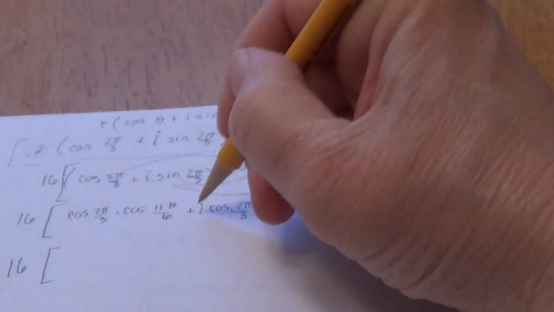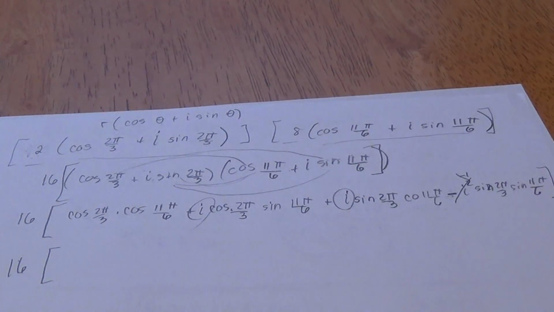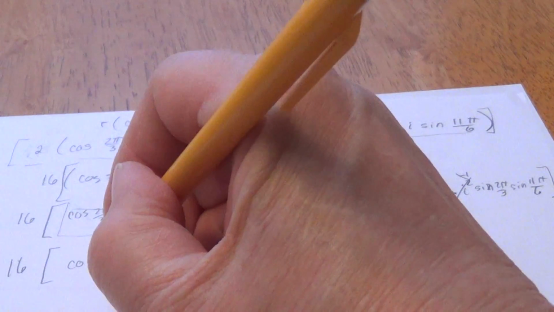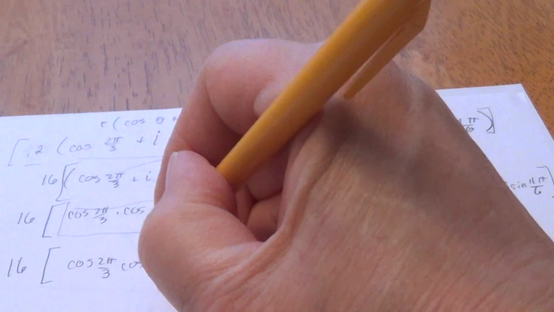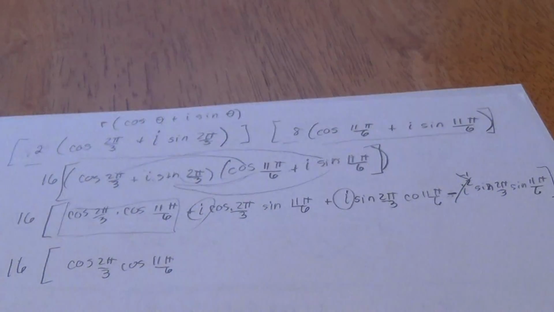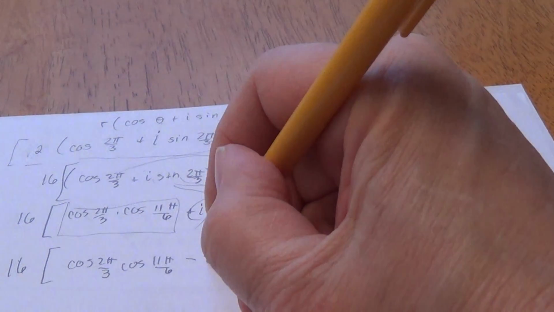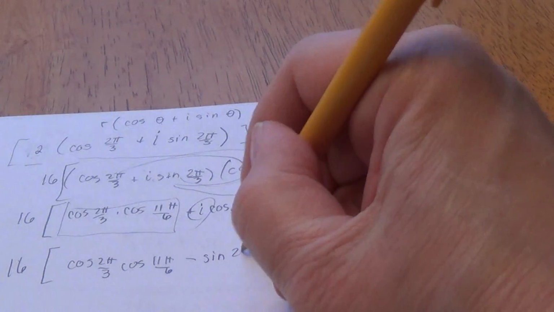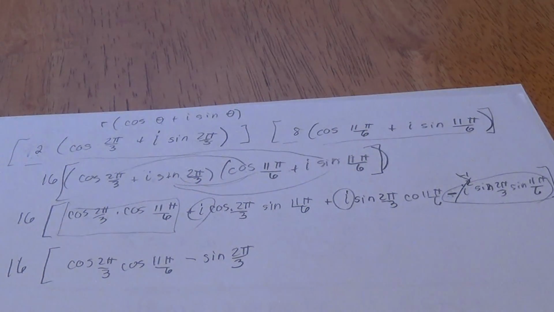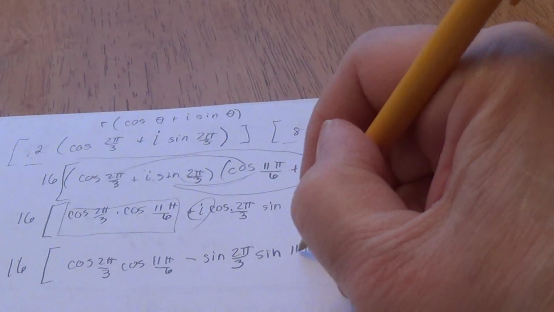Alright, so cleaning up a little more. I see that there's an i here and an i here. And I'm going to group together the terms with an i and group together the terms without. So here's one without. I'll put at first cosine 2 pi over 3, cosine 11 pi over 6. And then this one is without. It's a negative sine 2 pi over 3. Are you noticing any pattern that is familiar yet? Come on, you can do it.